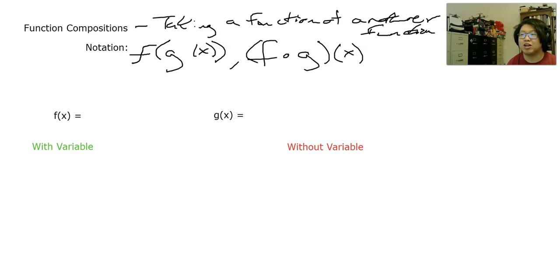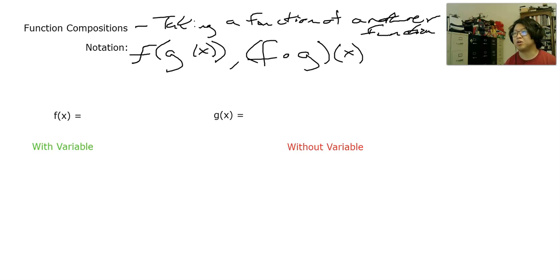Now, when we talk about function compositions, there's going to be two main types. There's a type with variable, where there's no given value, and then there's one without variable, so it actually asks you to get a value. And I'll show you a couple examples on Delta Math as well, but I'm going to do it with an example written for you in the first place.